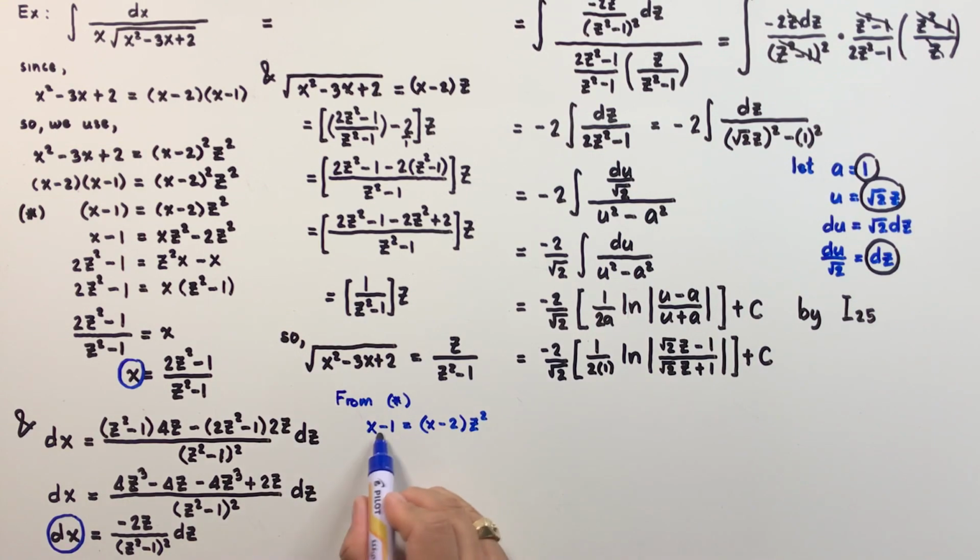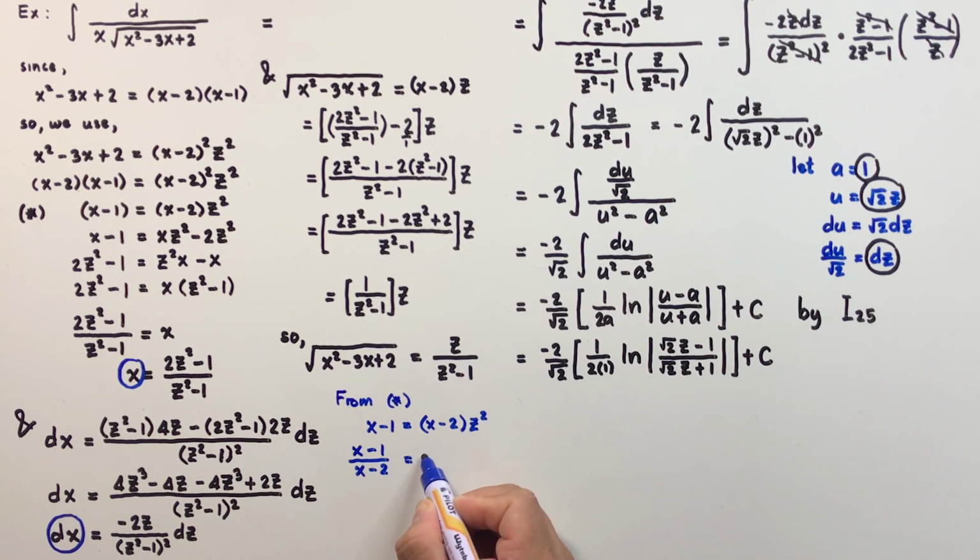We can divide both sides of the equation by x minus 2. So we have x minus 1 over x minus 2 is the value of our z squared. So taking square roots of both sides of the equation, we have z, which is equal to the square root of x minus 1 over x minus 2.